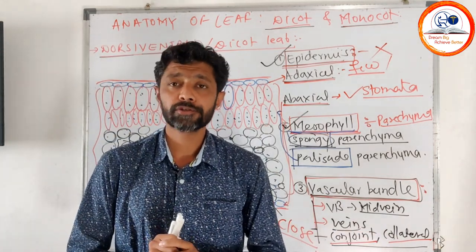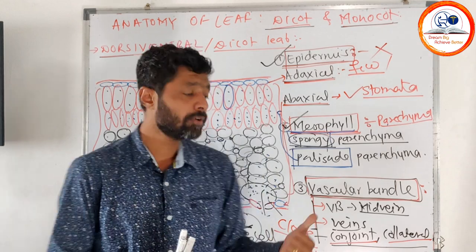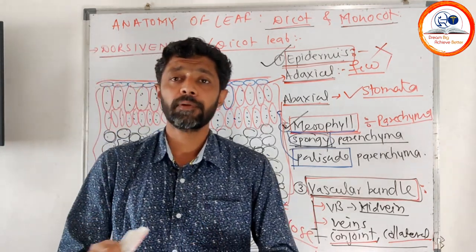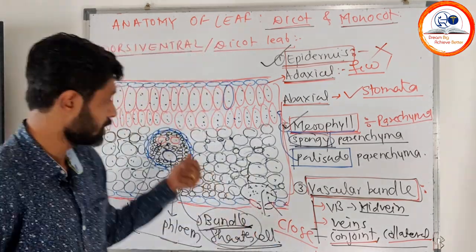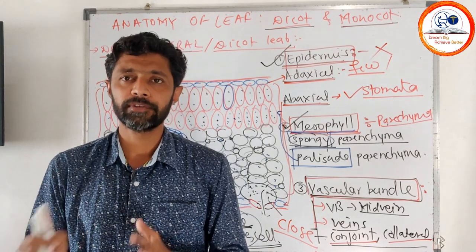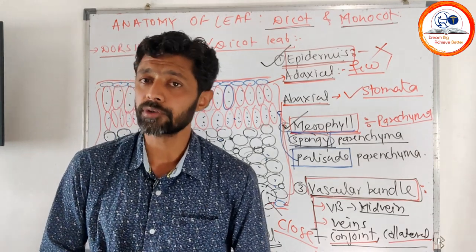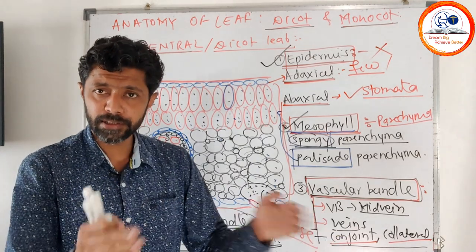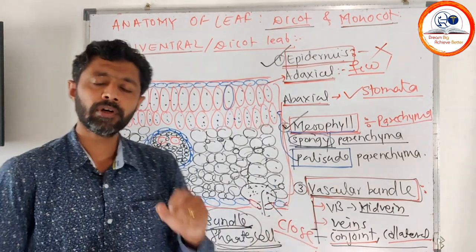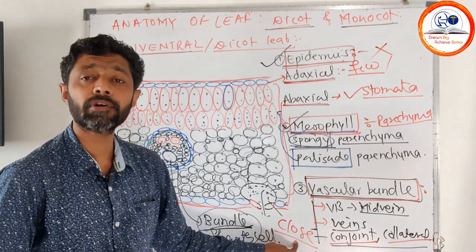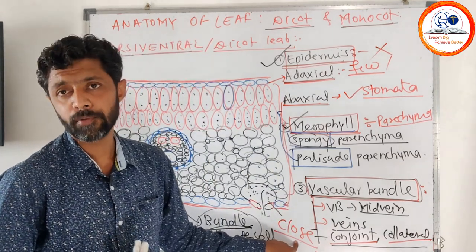Why is the vascular bundle closed type? Because there is an absence of vascular cambium. As vascular cambium is absent, there will be no secondary growth in the leaf. Whether it is a dicot leaf or a monocot leaf, they don't need secondary growth, as there is no need for increasing the thickness of the leaf. So there is an absence of vascular cambium, and we call such a vascular bundle a closed type of vascular bundle.